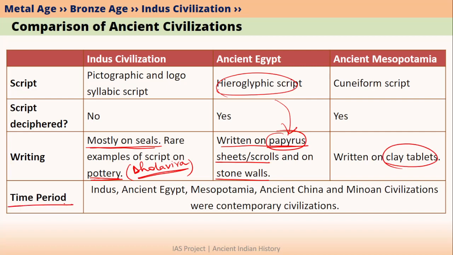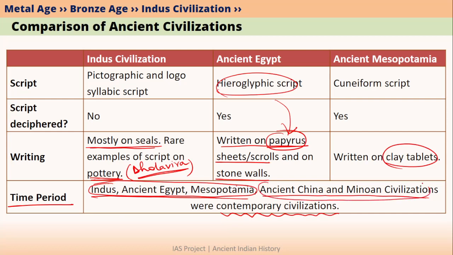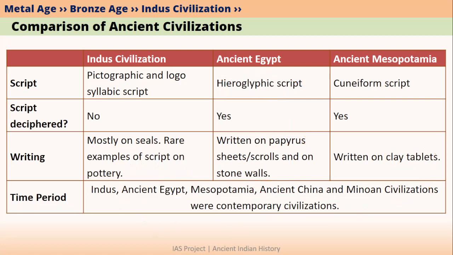If we talk about the time period of all these civilizations, then we can say that all these three civilizations as well as ancient Chinese civilization and Minoan civilizations are contemporary civilizations. However, even within these five civilizations, Indus Civilization, ancient Egypt and ancient Mesopotamia can be considered as older civilizations. And compared to these three, ancient China and Minoan civilizations are relatively new. Moreover, all these five were Bronze Age civilizations.